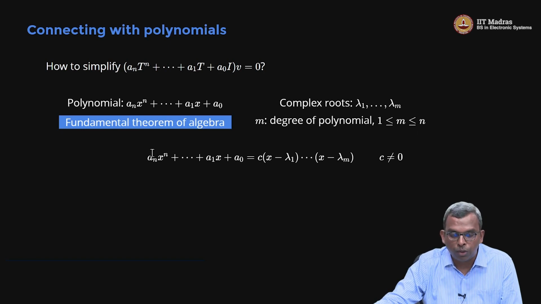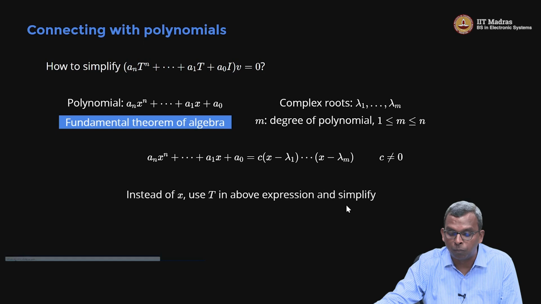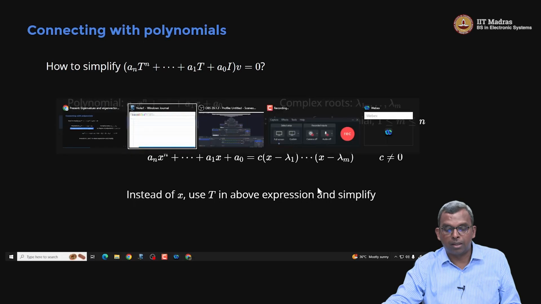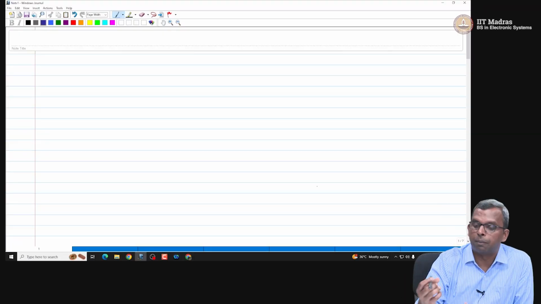Now, you're noticing this x here as a variable. It turns out instead of x, I can use T in this expression and then use my knowledge of matrix algebra to try and simplify. Okay, so notice what happens here. Let me just quickly show you a couple of examples.